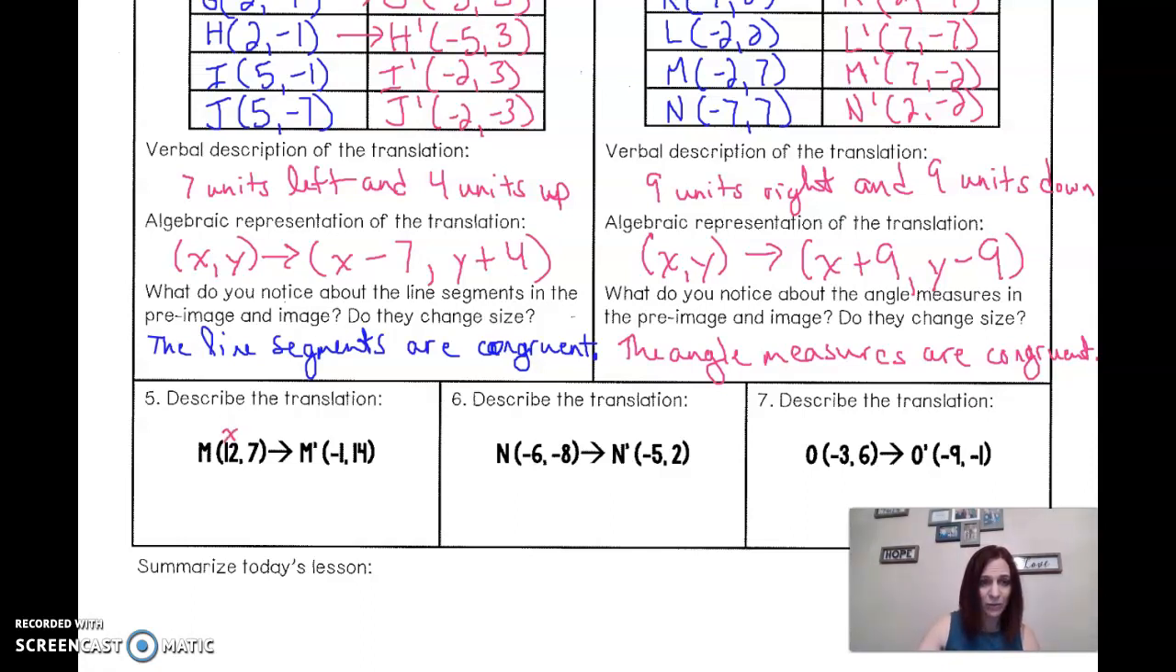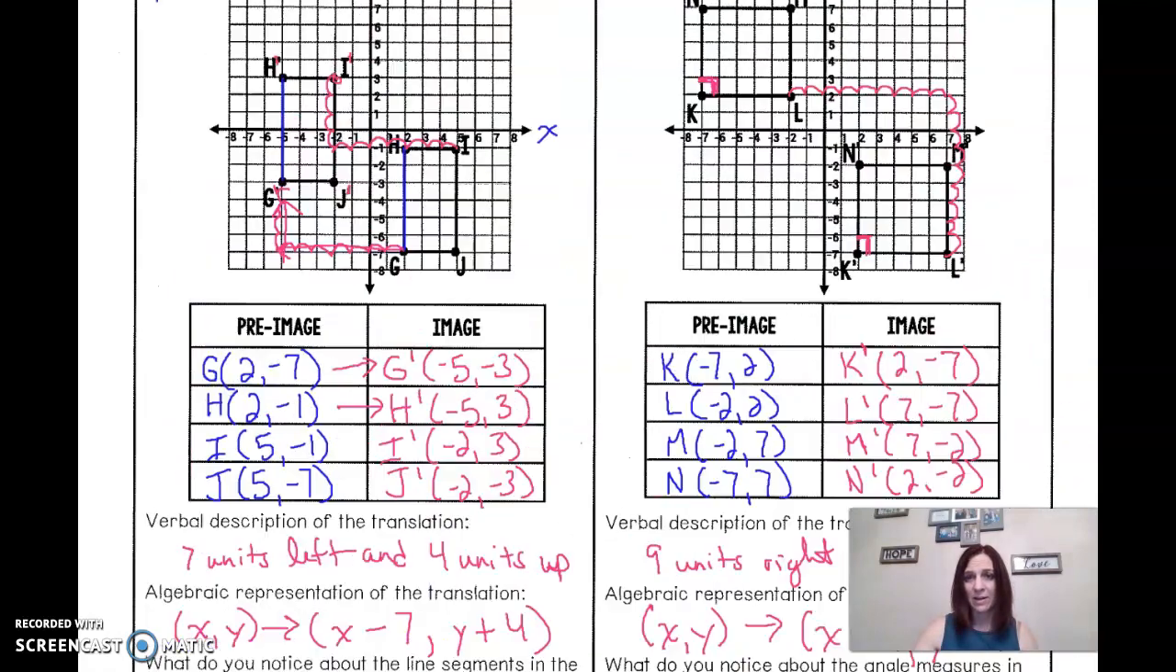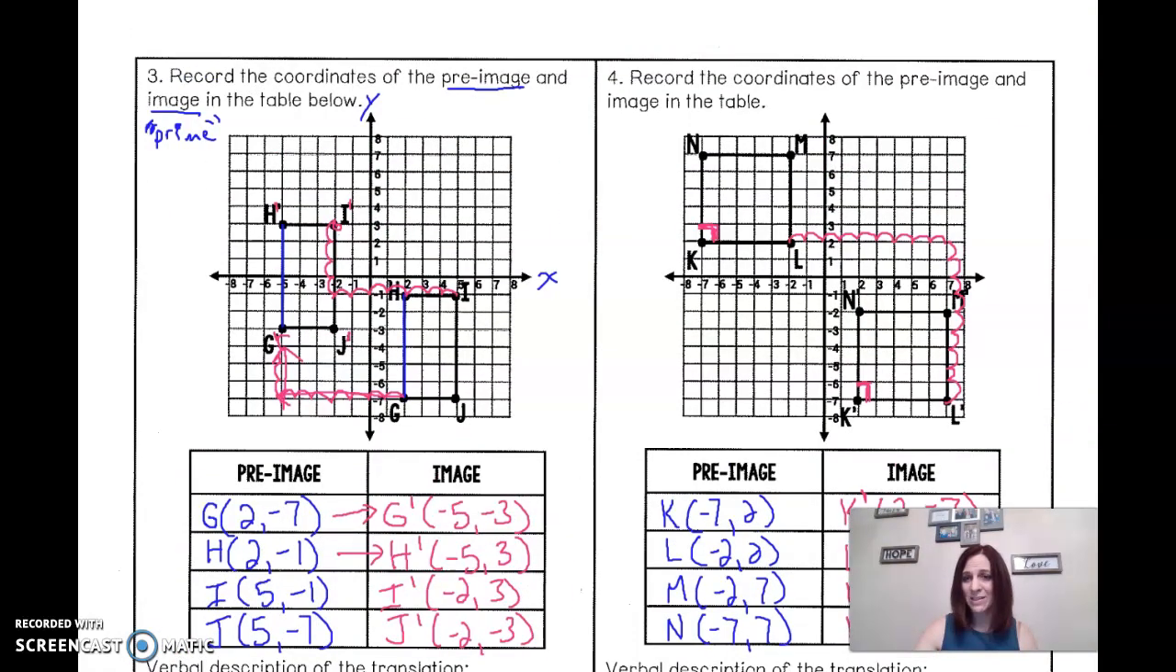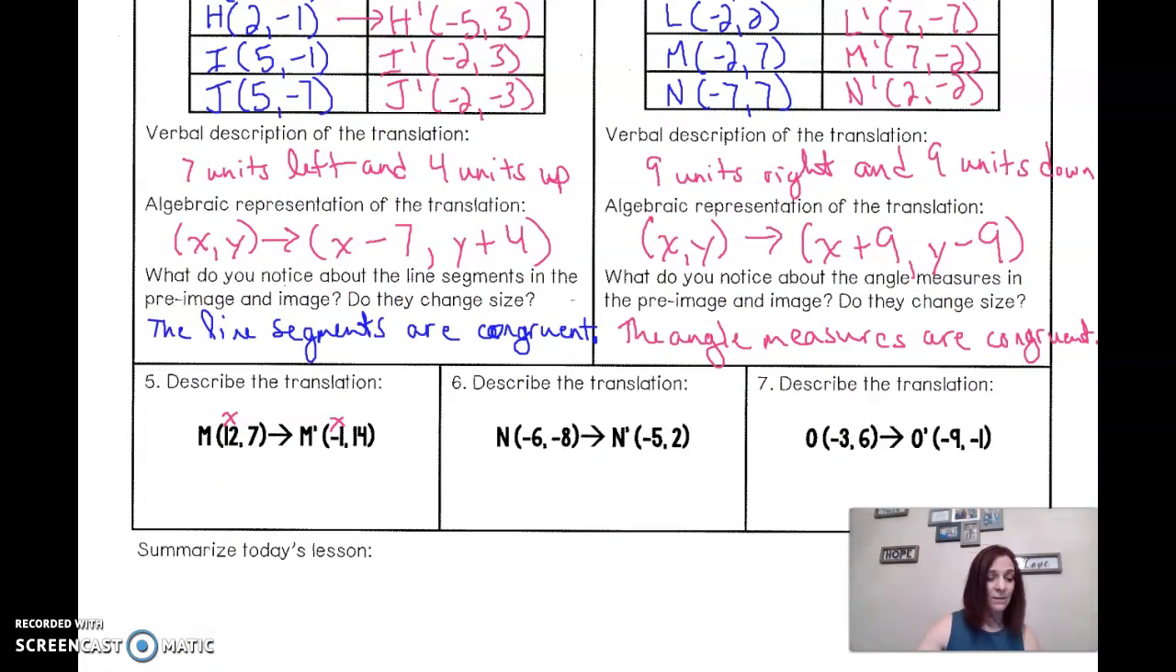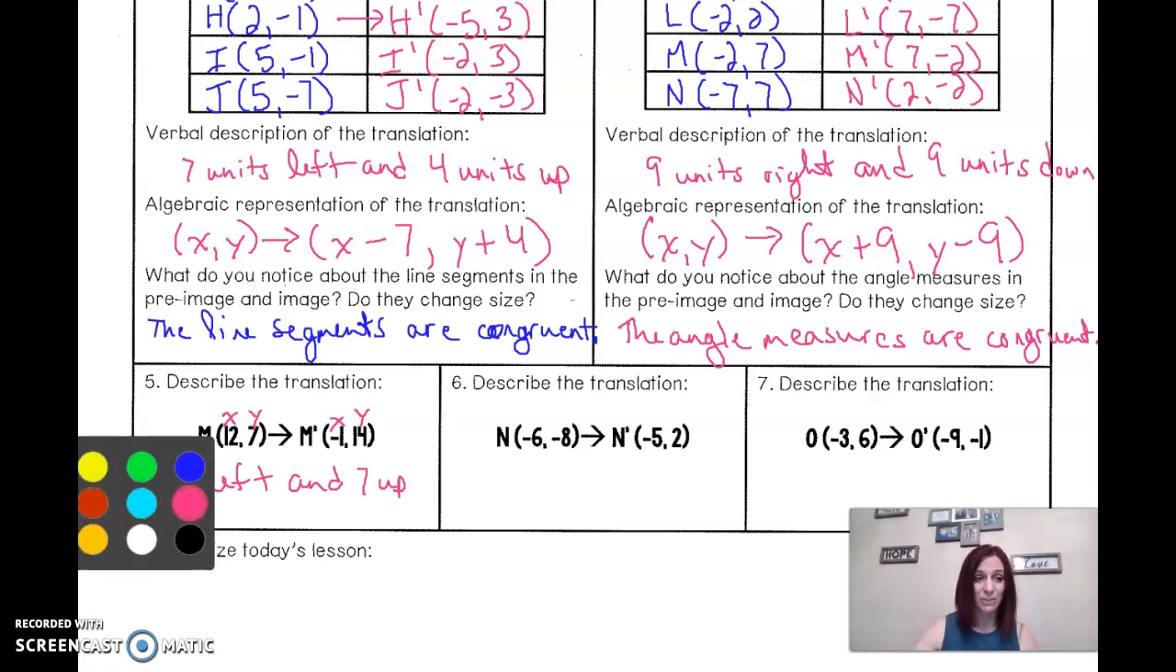Okay? So, real quick now, let's describe this translation. Pay attention, we're going from M to M prime here to our x values. I'm going from 12 to negative 1. Think of it up here. I know I don't think these are big enough, but if I'm over here at 12 and I'm going to negative 1, it means I'm moving left. How many units left am I moving? Well, 12 to negative 1, you go 12 to 0, that's 12, and one more is 13. So we're moving 13 units left, and now check out our y values here. We're going from 7 to 14. Well, that's easy, right? What do you do to 7 to get to 14? You add 7. So that's 7 up, because adding 7 is moving in the positive direction.